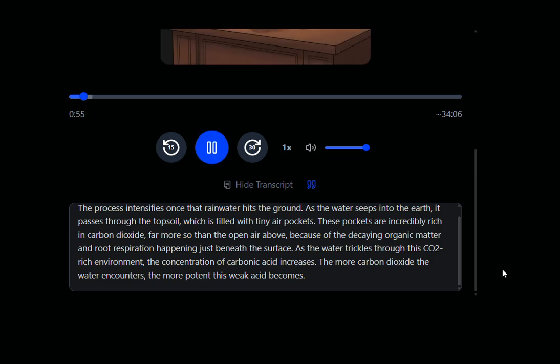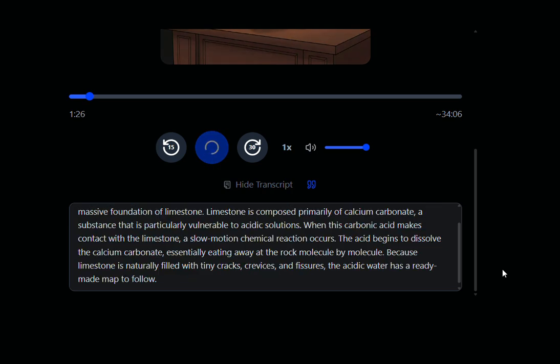The process intensifies once that rainwater hits the ground. As the water seeps into the earth, it passes through the topsoil, which is filled with tiny air pockets. These pockets are incredibly rich in carbon dioxide, far more so than the open air above, because of the decaying organic matter and root respiration happening just beneath the surface. As the water trickles through the CO2-rich environment, the concentration of carbonic acid increases. The more carbon dioxide the water encounters, the more potent this weak acid becomes.